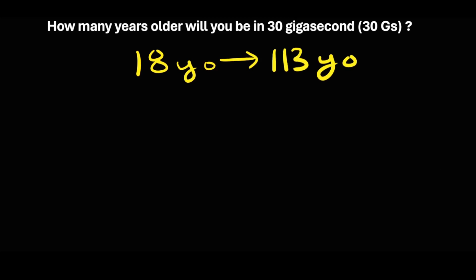How many years older will you be in 30 gigaseconds? Well, let's just get to the point and say that if you are 18 years old, in 30 gigaseconds you will be, drumroll, 113 years old. Can you imagine that? It's a lot. Okay, so let's just see now how I got this.